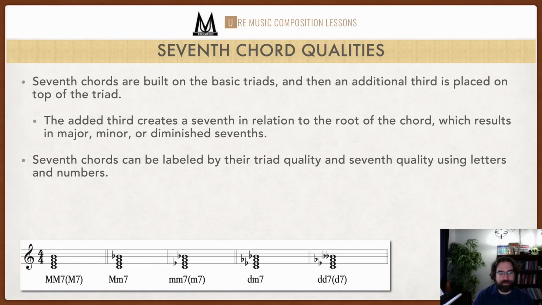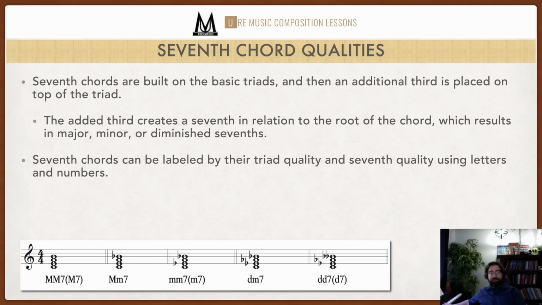In the first example, you'll see that there is a major triad, so that's what the first big M indicates, with a major seventh. So we've got C, E, G, B natural, and it sounds like this. One way to abbreviate this, and we like to abbreviate things, is to just write M7, because the second M is redundant. So we would call that a major seventh.